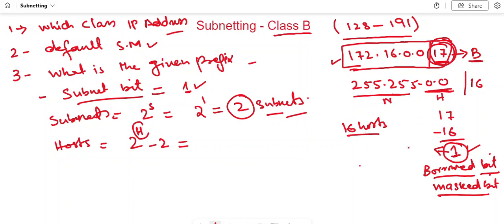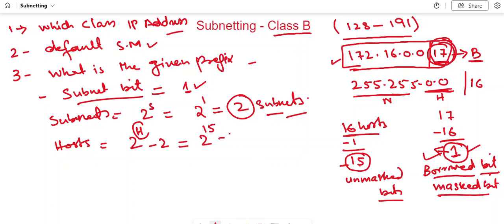We have just taken one bit from the host portion. So what are the remaining bits? 16 minus 1. In this case, if s is 1, then we subtract 1 from 16 and we get the value of h here. These bits are called unmasked bits, right? Now this is the value of h. We will put 2 power 15 minus 2 and then we will get the result.